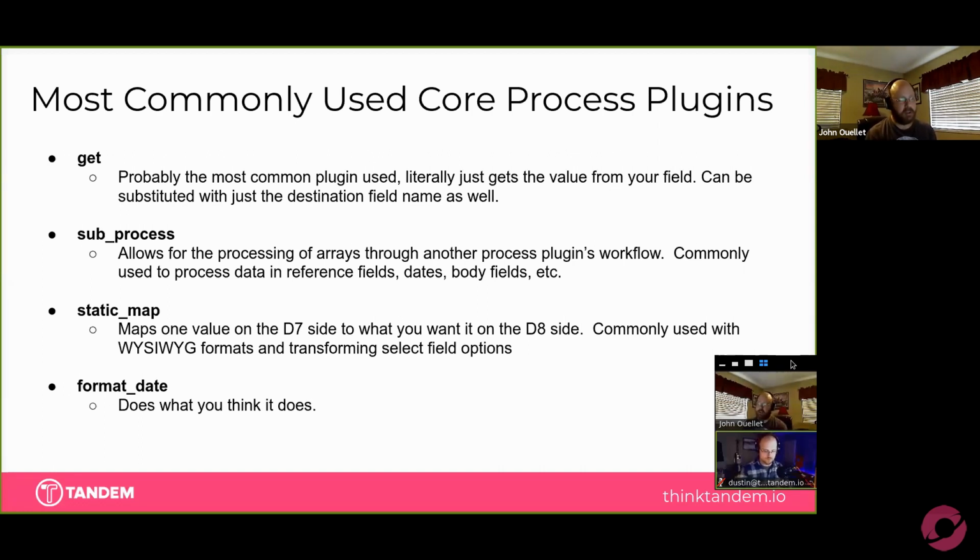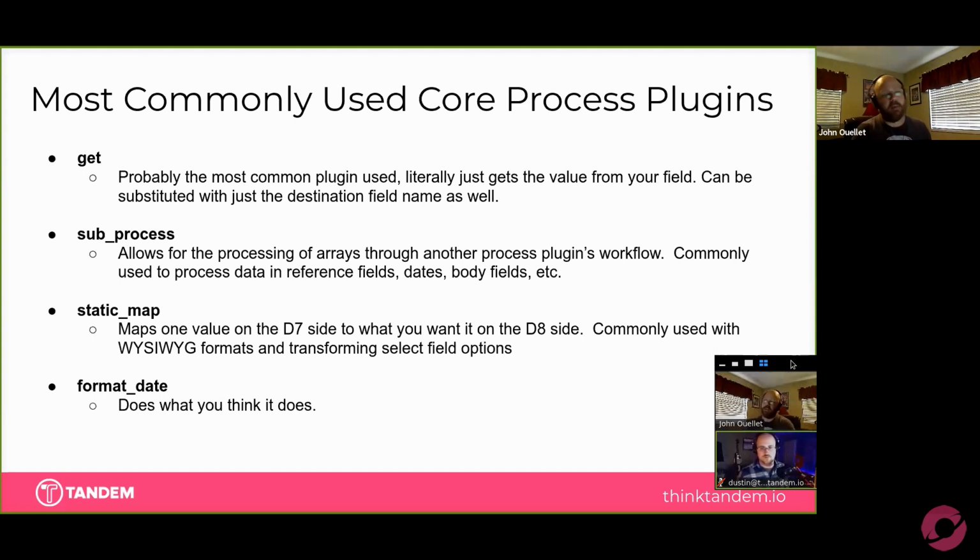You have your get plugin, which just gets the stuff. This plugin is a little bit different than others. You can call a one-to-one key-to-value type of YAML setup in it, and it knows to use the get plugin. The sub process plugin is a very powerful one. It basically allows us to iterate over an array of data and then use another process plugin within that. You use this a lot with paragraphs, reference fields, dates, body fields, like anything that has that wonderful data structure in Drupal where it's value, 0, value, and you need to transform that data into something else or grab that data and reuse it.